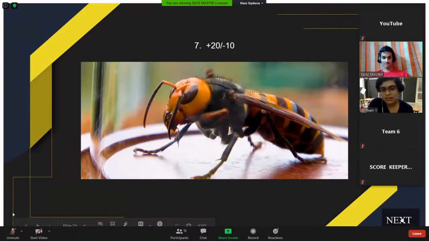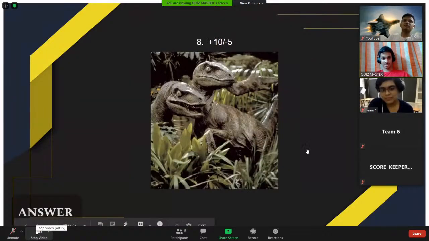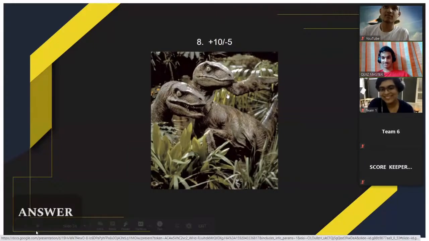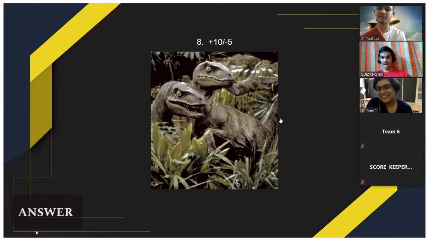Moving on to the last question. If you've seen Jurassic Park, you should know what kind of dinosaur this is. And that should close out this round. So if any of you haven't guessed, please do. Have all of you guys guessed? Or is there someone yet to guess? Okay, closing this round in 10 seconds.